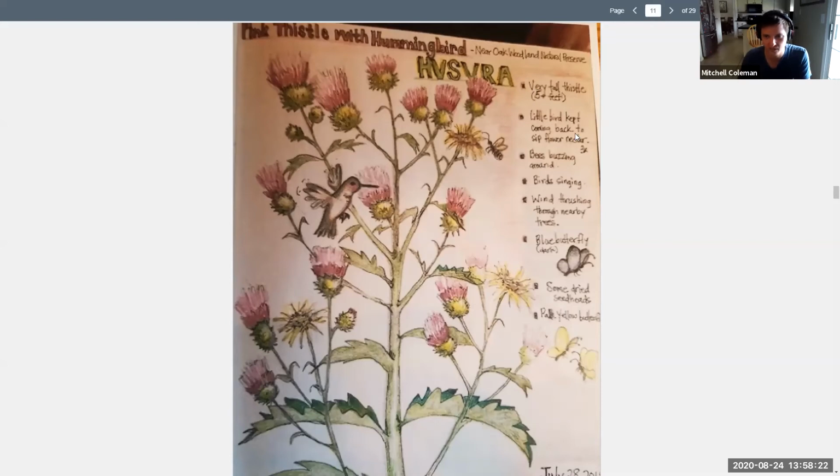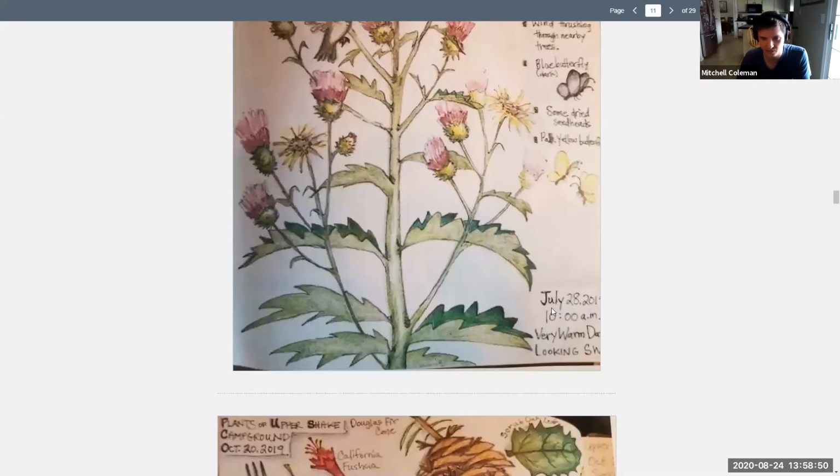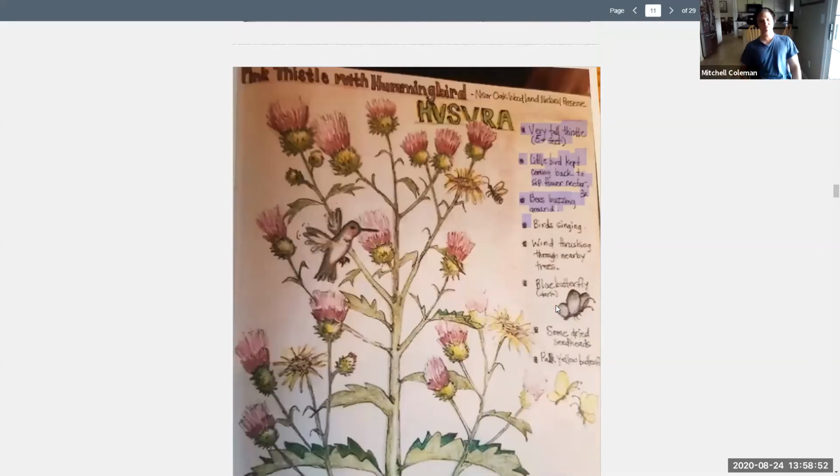And then look, this is their ABC and their 1, 2, 3. They did it in beautiful little bullet points. Very tall thistle, 5+ feet. Little bird kept coming back to flower nectar. Hummingbird here. Bees buzzing around, and they got bees here. Birds singing. Wind rustling through nearby trees. Butterfly, which is kind of dark in coloration. Some dried seed heads. And this is one of the best journal entries I can think of. This is a teacher in Bakersfield, I think, who did this.